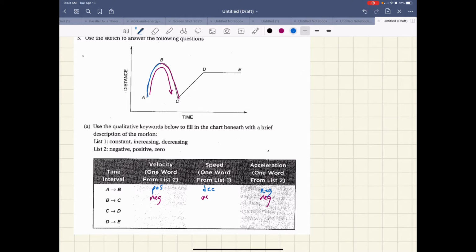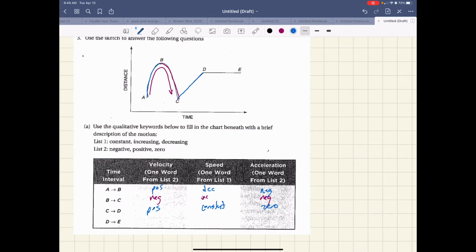Let's go back to blue. The velocity, in this case, is positive again. The speed is constant. You can tell because the slope's constant. And the acceleration is 0. If the speed is constant, the acceleration is 0.